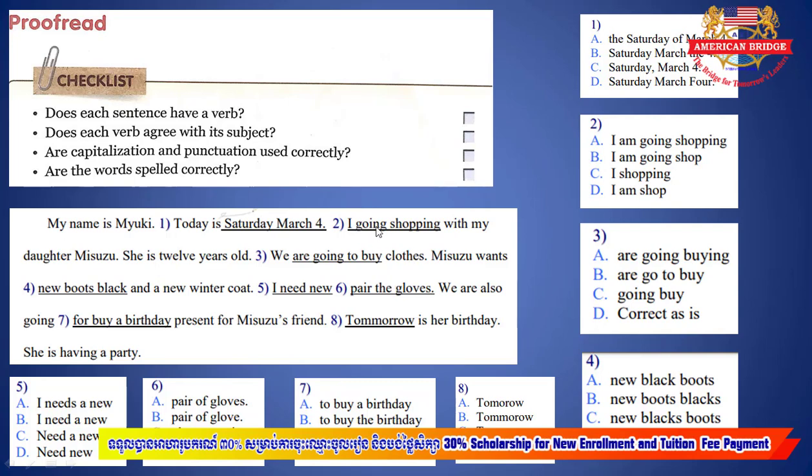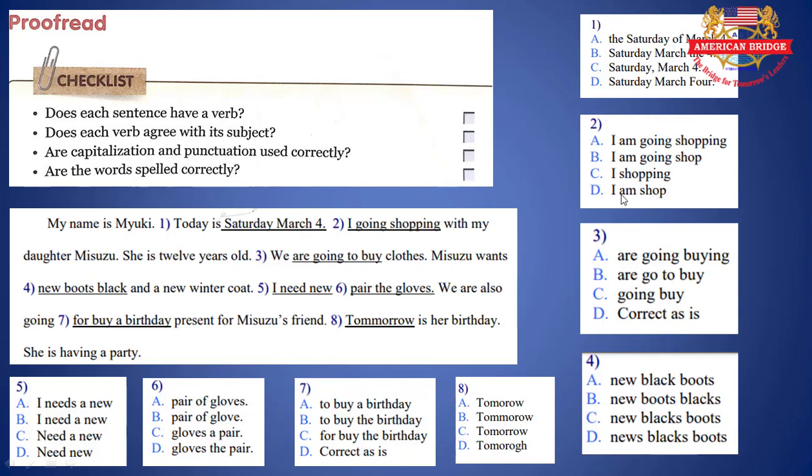Number 2, I going shopping. This sentence has no verb to be. Going shopping, or going to shop, or what? You can check here: I am going shopping, I am going shop, I shopping, I am shop. When you choose I am shop, this is wrong because shop is a verb. We can use verb to be plus the bare infinitive here. Shopping is verb 1 plus ing, so without verb to be, it is wrong. I am going shop.